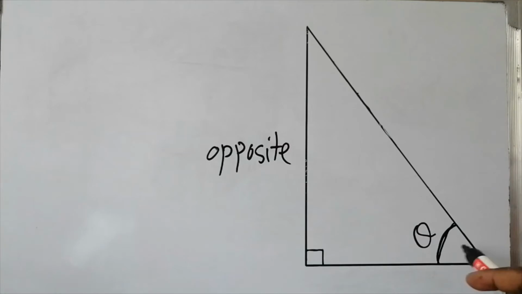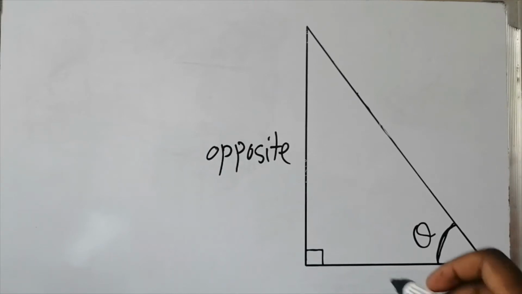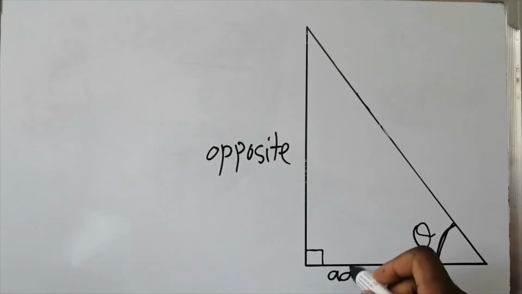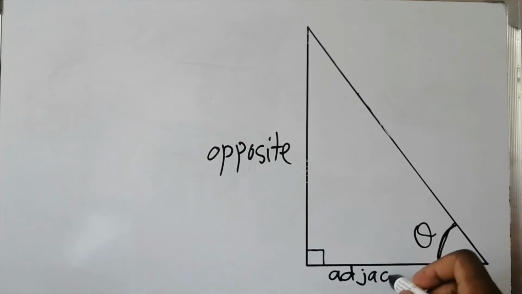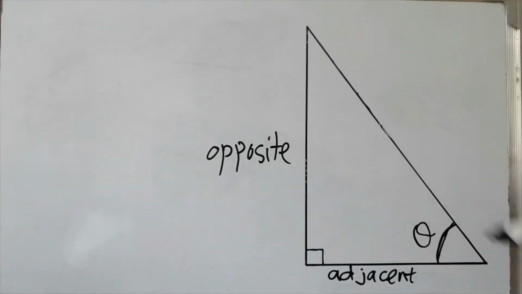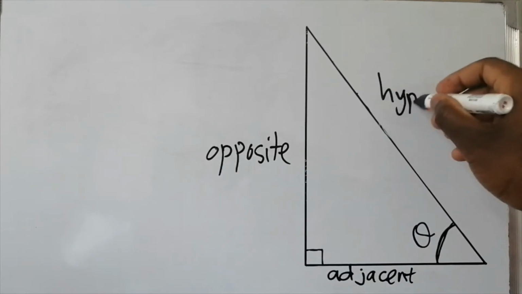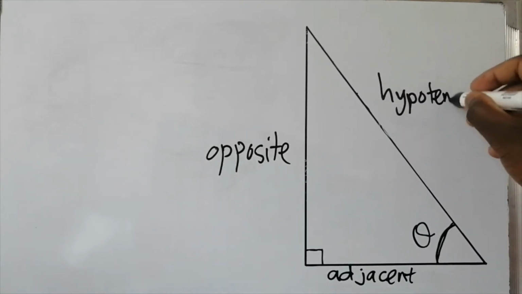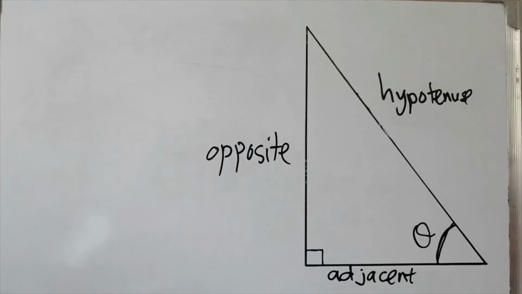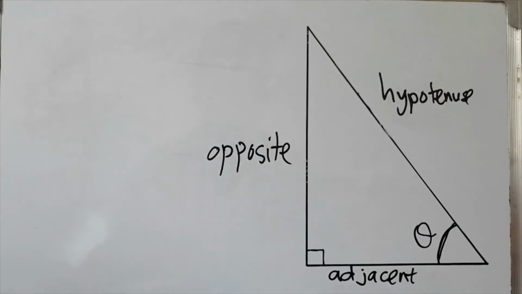And this side, you can see that it is next to the angle theta, or you can say that it is adjacent to the angle theta. So this side is called the adjacent side. And last, the longest side on the right angle triangle, this side is called the hypotenuse. So those are the special names of the sides in a right angle triangle.